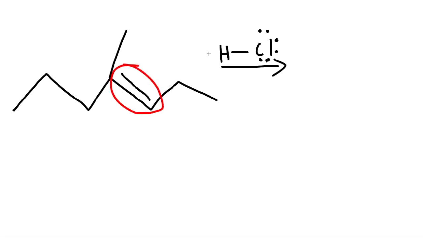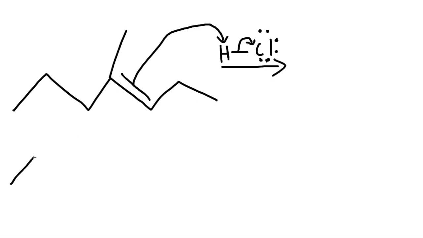You see that it's here. All we do now is take that double bond electron from that carbon and grab that hydrogen. That hydrogen gives off the bonding electrons to the chlorine, which will give us a result of this.